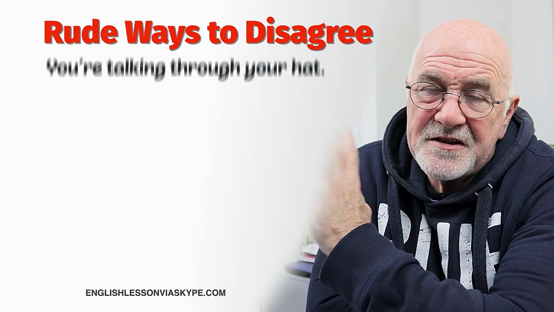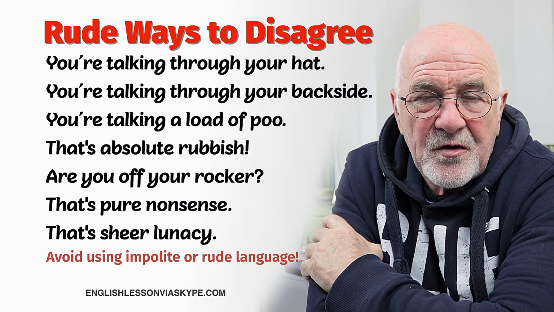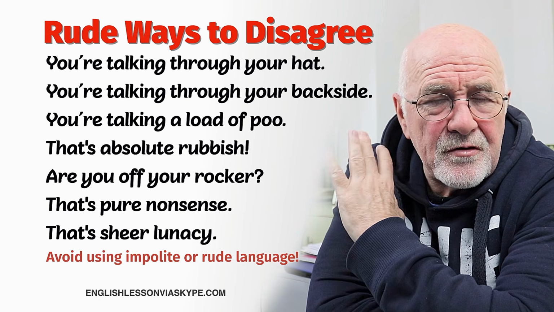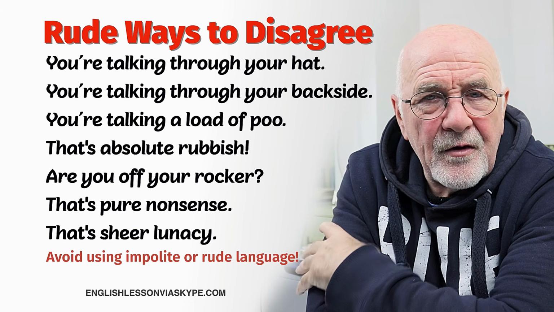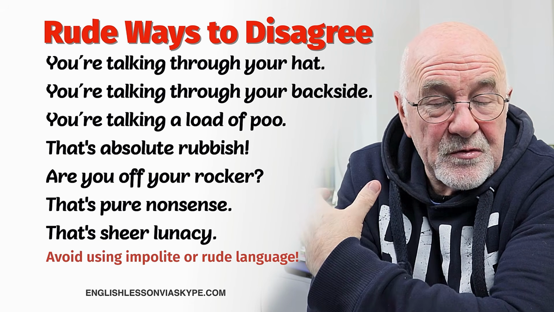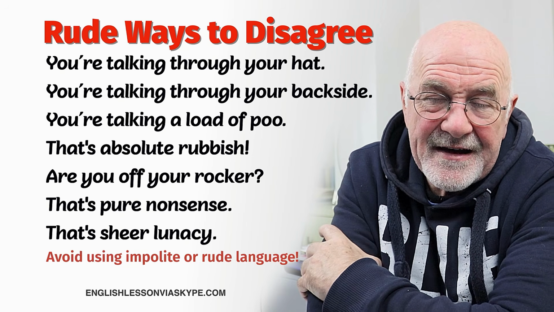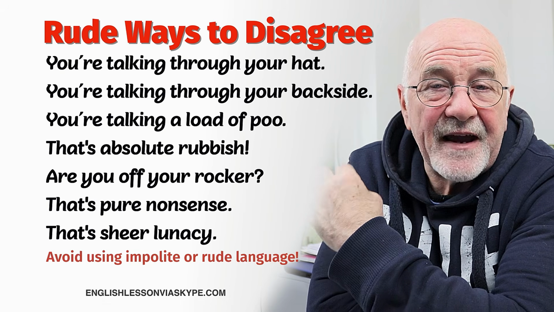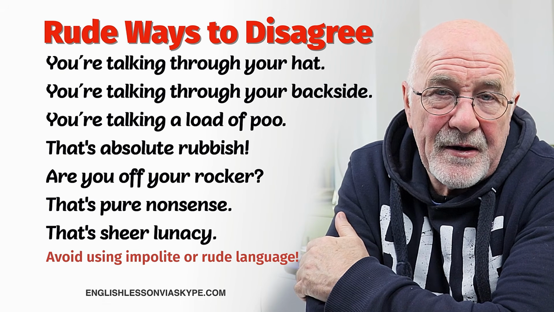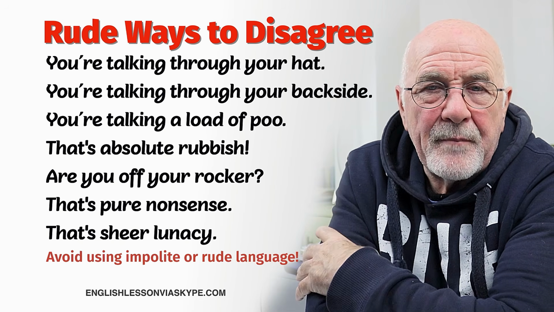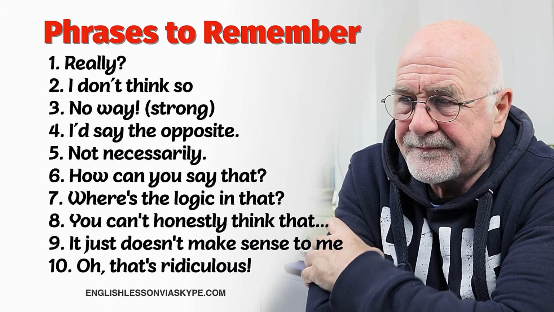Now, there are lots and lots of other ways in which we can disagree with people. We can say, you're talking through your hat, or you're talking through your backside, or you're talking a load of poo. Yeah, there are lots of ways in which we can tell somebody that we don't agree, and they will perhaps be taken with a little bit of a joke, but sometimes people can get offended, and they would certainly appear to be impolite. So what we're trying to stress is ways of disagreeing, but at the same time being polite. So let me run through them one more time. There are 10 of them.